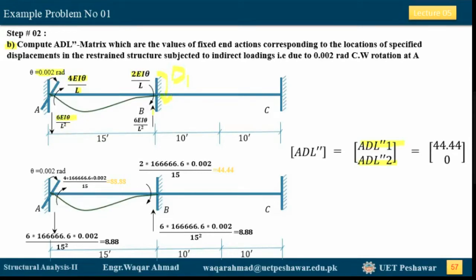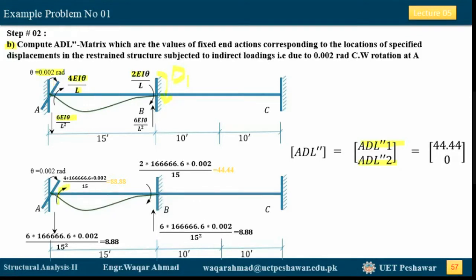As now we have restrained this support, there is no moment induced beyond this point. So in this span, there is no moment induced due to this 0.002 radians clockwise rotation. Now we need to find out these values.